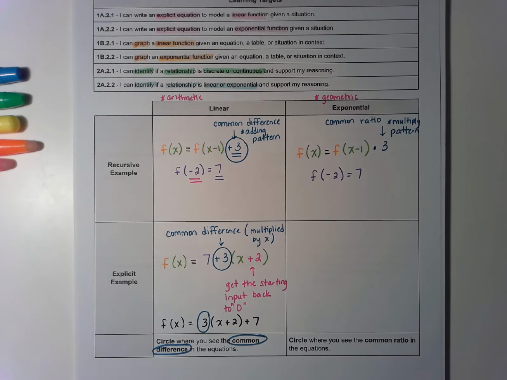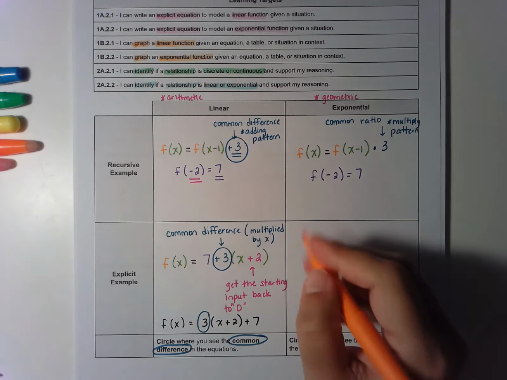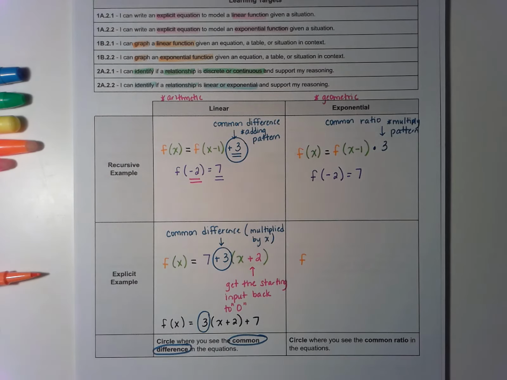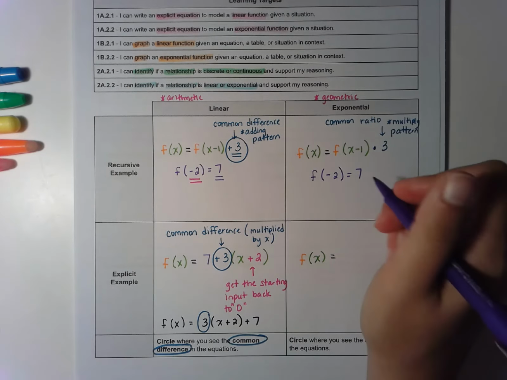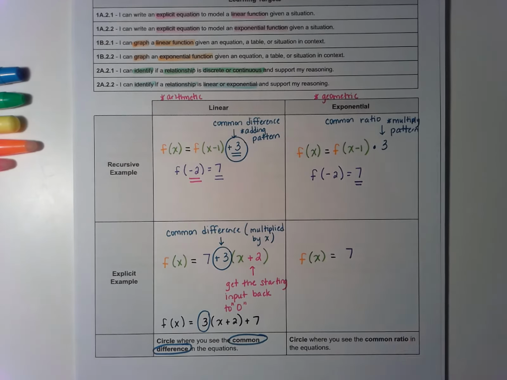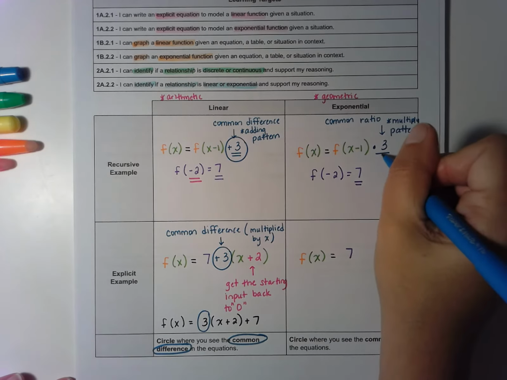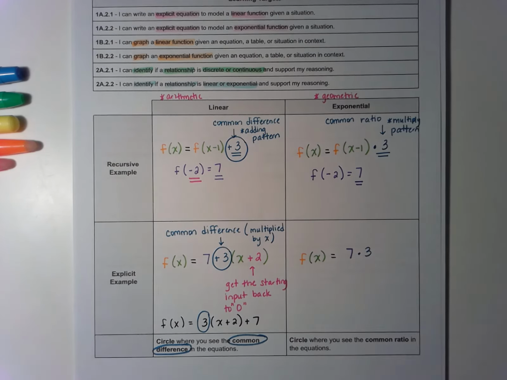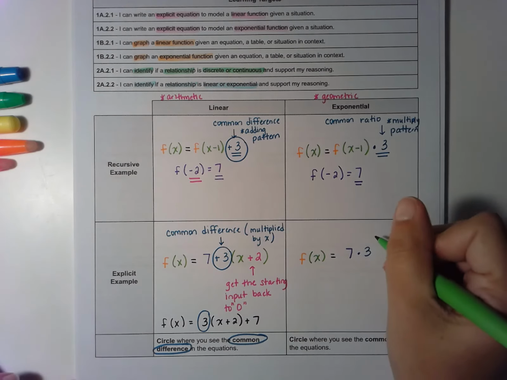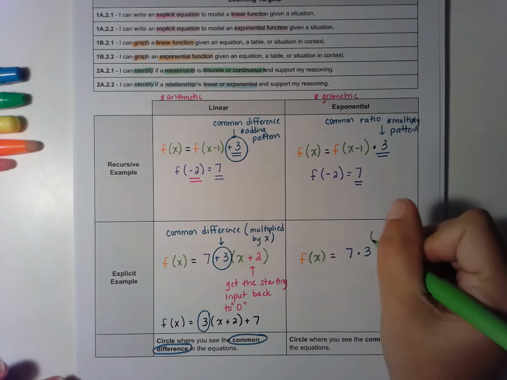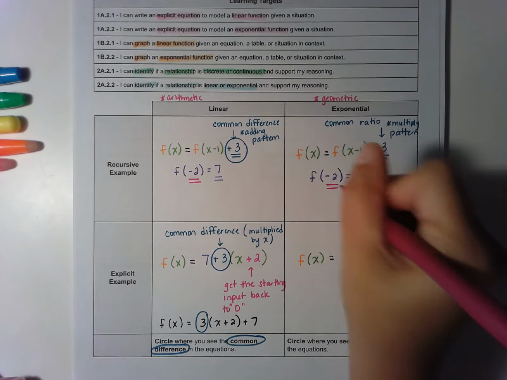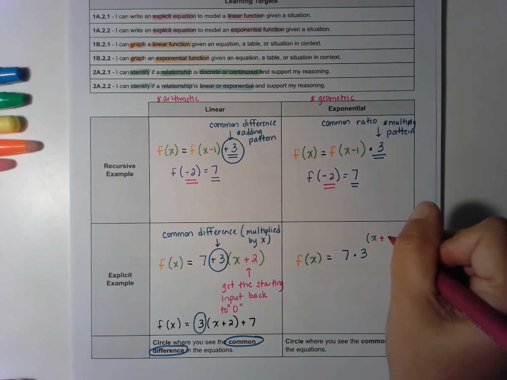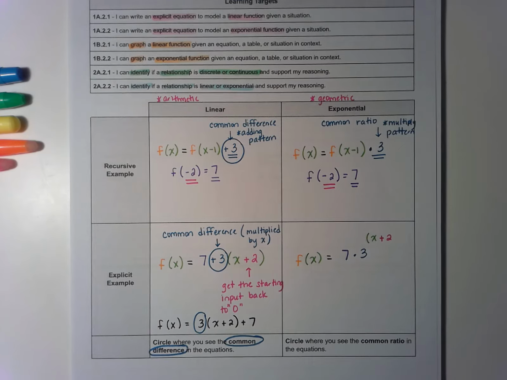Now, if we were to turn this into an explicit example, we would have f of x is equal to our starting output, which in this problem is 7, and then our pattern, which in this problem is times 3. And then we would need an exponent. The reason we're going to have an exponent is because our pattern is multiplication, and we need to get our input back to 0. So since this starts with a negative 2, we would put a plus 2 here to get the input back to 0.